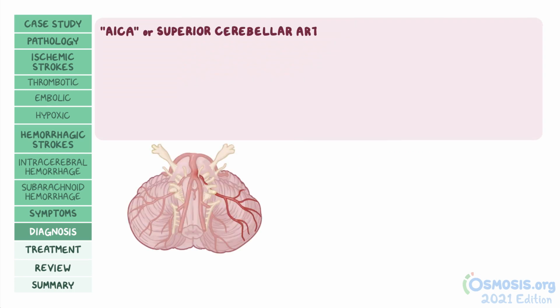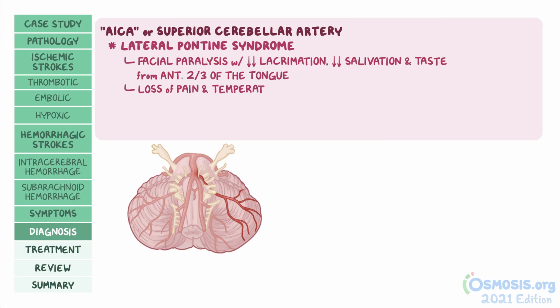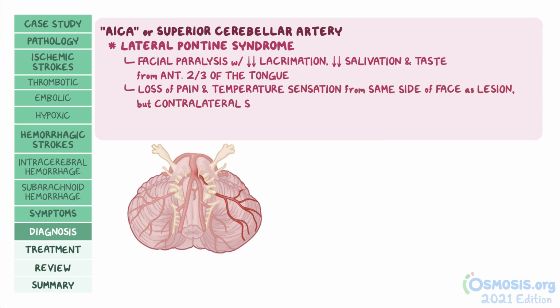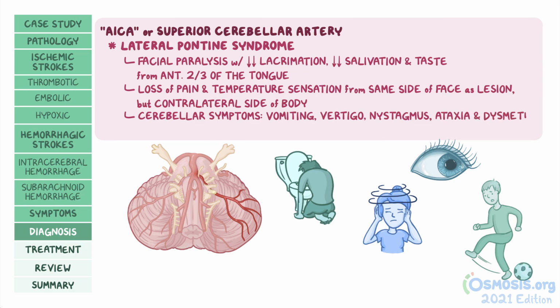Finally, a stroke that affects the AICA, or the superior cerebellar artery, leads to lateral pontine syndrome, in which there's facial paralysis with decreased lacrimation, salivation, and taste from the anterior two-thirds of the tongue. There's also loss of pain and temperature sensation from the same side of the face as the lesion, but from the contralateral side of the body. There are also cerebellar symptoms like vomiting, vertigo, nystagmus, ataxia, and dysmetria, as well as Horner syndrome, on the same side of the face as the lesion.